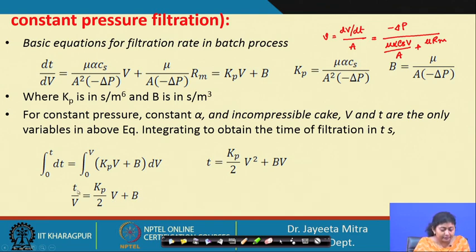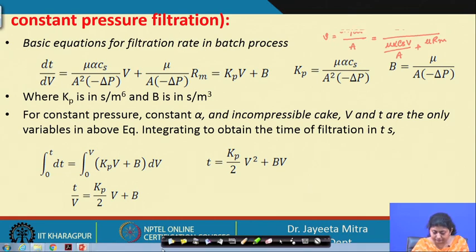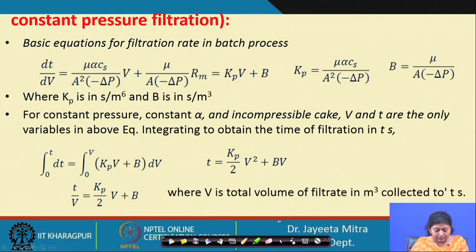Okay. So, if I plot t by V with respect to V, we can very well get a linear equation in the form of mx plus c. So, from the slope and the intercept, we can get the values of the other parameters required here. I have already mentioned that V is the total volume of filtrate collected in t seconds. So, V is the volume of filtrate in meter cube.